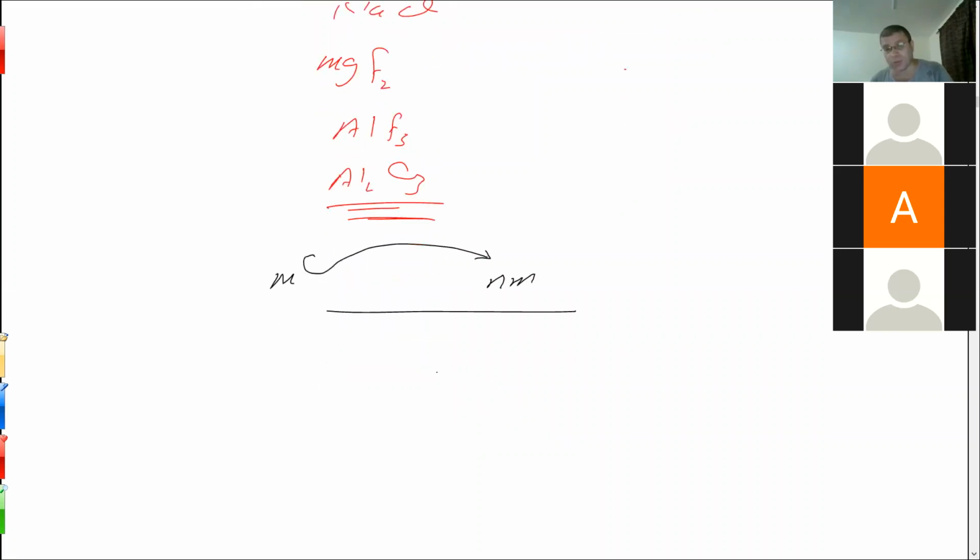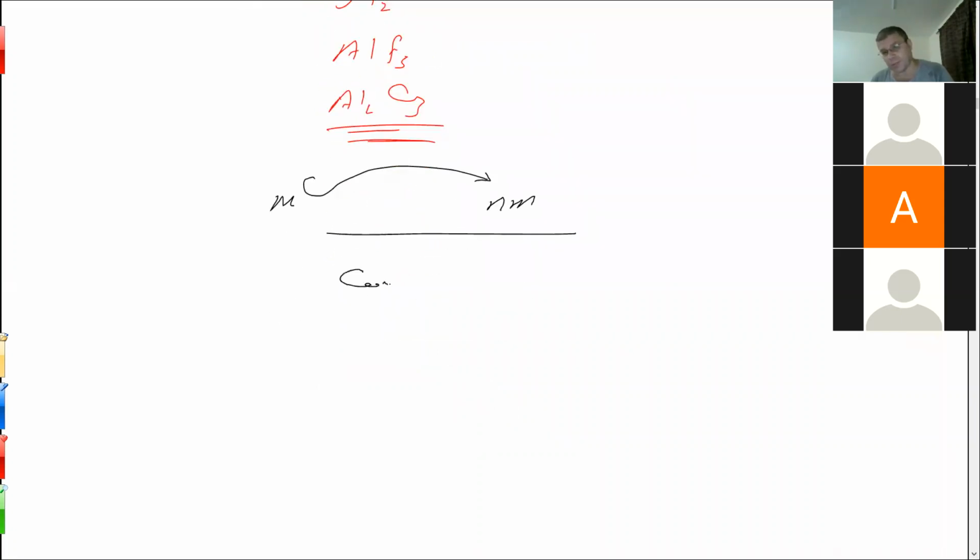The other kind of bond which we have is known as a covalent bond. What is a covalent bond? Does anybody know what a covalent bond is?